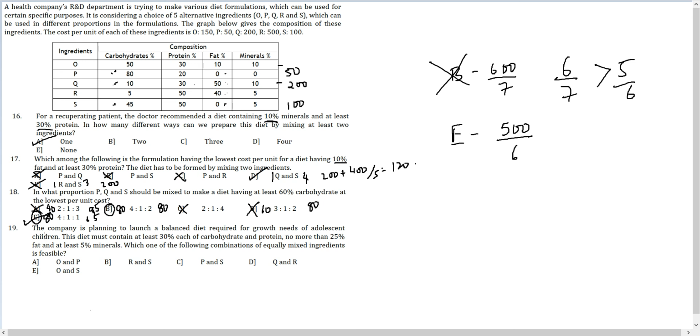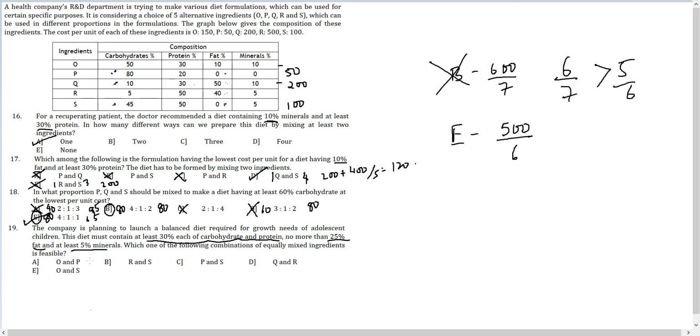Last question of this set. The company is planning to launch a balanced diet required for growth needs of adolescent children. This diet must contain at least 30% of each of carbohydrate and protein, no more than 25% fat, and at least 5% minerals. Which of the following combinations of equally mixed ingredients is feasible?